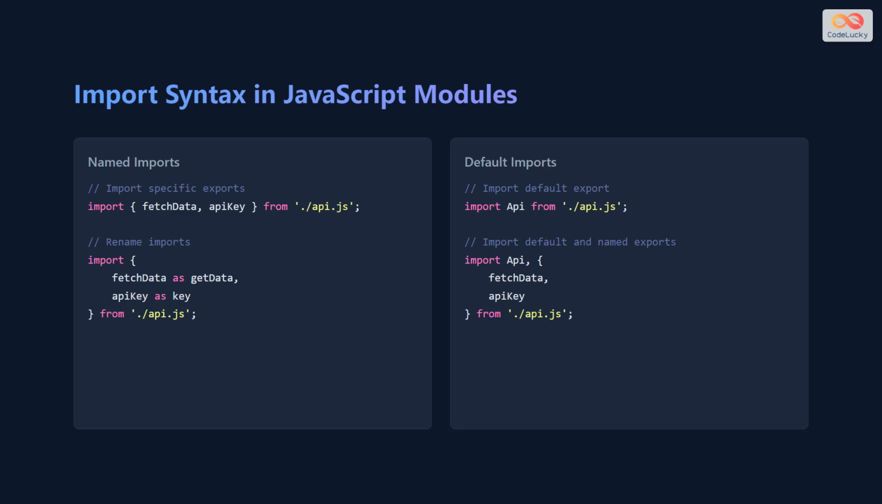Default imports allow you to import a default exported value from a module. For example, you can import a default export and name it API from ./API.js. Additionally, you can import the default export along with the named exports from the same module, as shown in the code.